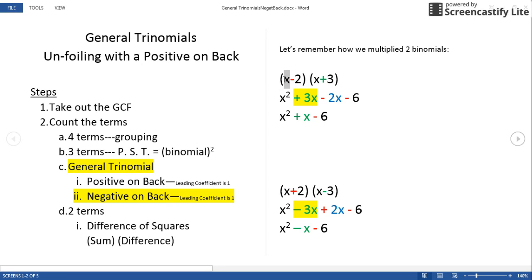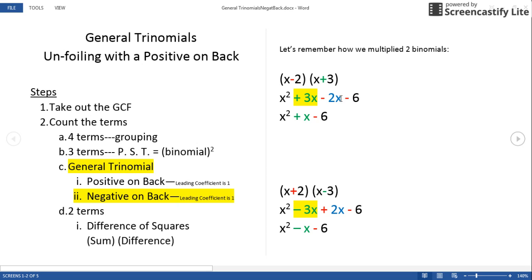Let's take the first terms, x times x, to make x squared. The outside, x and positive 3, multiply to make positive 3x. The inside, negative 2 times x, made negative 2x. And then the last, negative 2 times positive 3, with different signs, gives us a negative result. So if we have different signs in the parentheses, we're going to get this negative at the back.